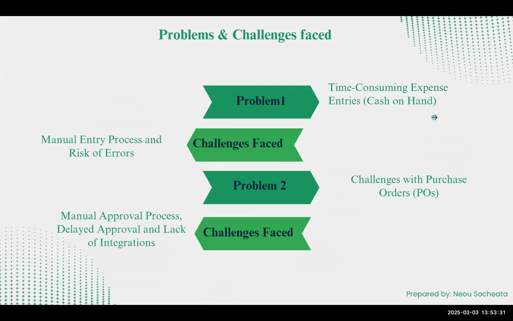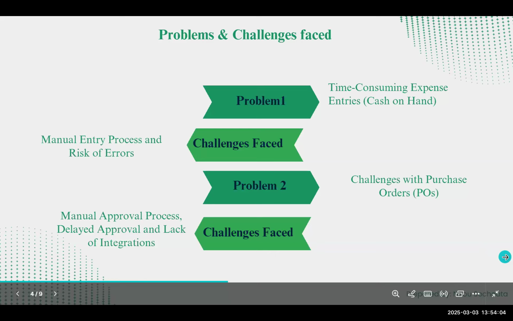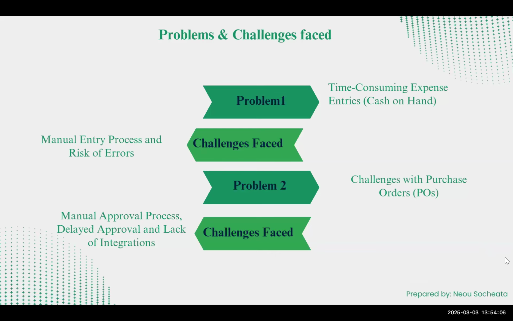Problem one, time consuming expense entries for cash on hand. The challenge phase is the manual entry process. Users are spending excessive time inputting expense, especially for transactions involving cash on hand. The second one is the risk of errors. Frequent manual data entry increases the risk of human errors. Lack of automation: there are no seamless ways to integrate or automate cash transaction entries directly into QuickBooks, which leads to inefficiencies.